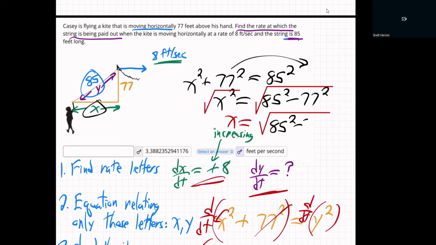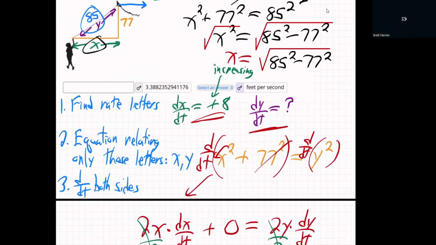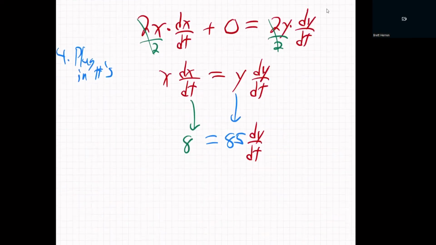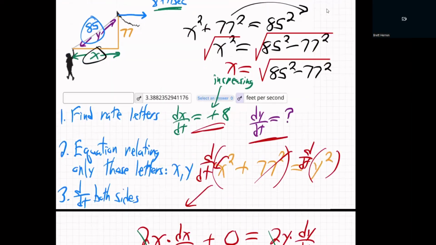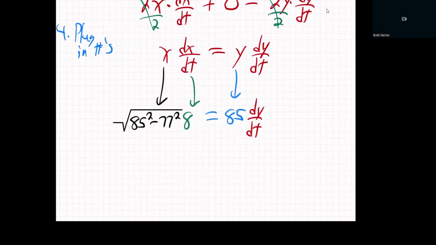We'll let Desmos tell us. 85 squared minus 77 squared. There's x. Square root of 85 squared minus 77 squared. Yeah, so there we go.